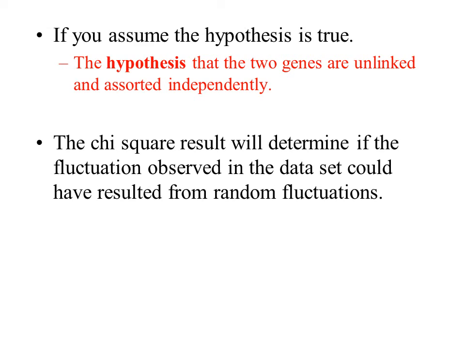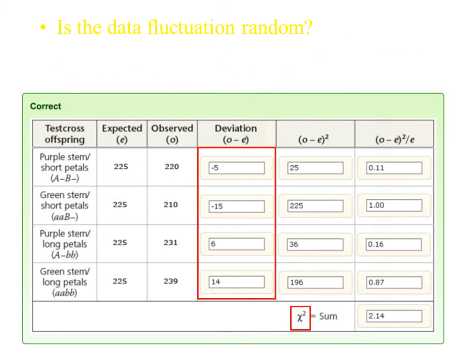So if we assume that the hypothesis is true, the hypothesis that the two genes are unlinked, then the chi-square result will determine if the fluctuation that we observed, the -5, the -15, the +6, this is going to help us determine if that fluctuation was minor enough to just be random fluctuation. Or does that mean that our hypothesis is incorrect? So is the data fluctuation random? We determine that by performing the chi-square test.